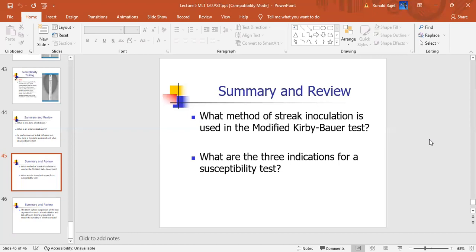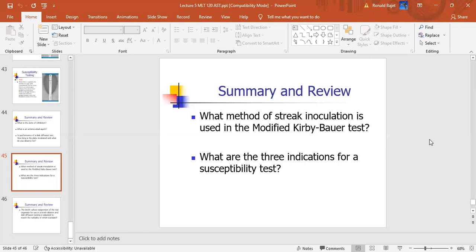The broth culture suspension of a test organism for use in a broth dilution and diffusion testing is adjusted to match the turbidity of which standard? What McFarland? All right, 0.5 McFarland. And that's it for antibiotic susceptibility testing.